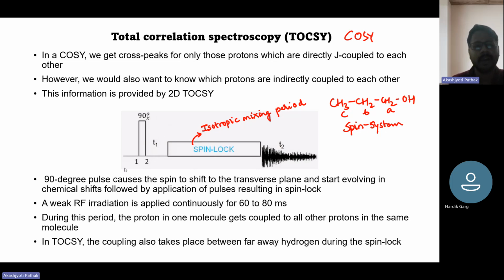And then it will start evolving in chemical shift. Once the spin is transferred to the transverse plane, there will be chemical shift evolution for the t1 period, and then this will be followed by application of pulses that result in the spin lock. There are many pulse sequences which result in a spin lock system.